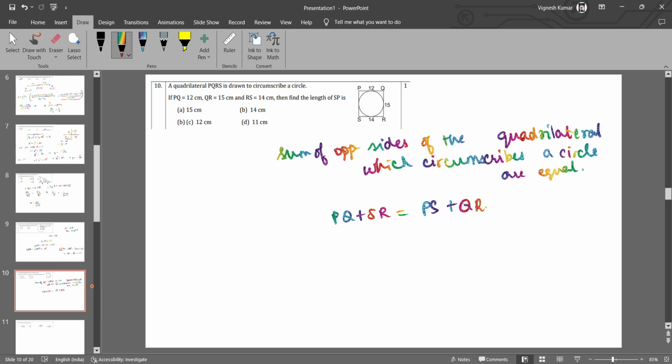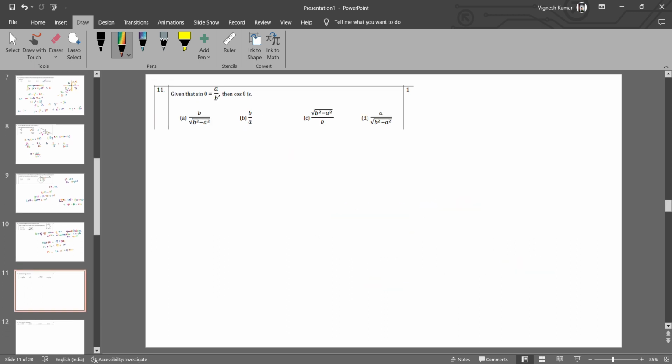So this is a known property, and using this property let us substitute whatever values are given in this question. So PQ is 12 plus SR is 14 equal to PS, which is what we need to find, plus QR is 15. So we have PS is equal to 26 minus 15, which is equal to 11 centimeter. So the option D is the right answer.